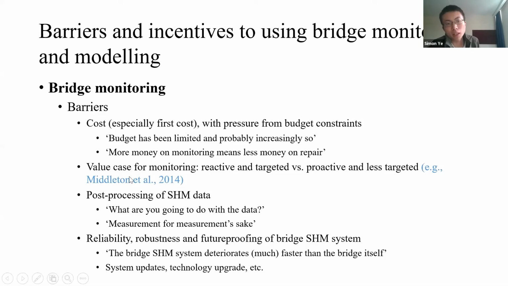The next one is the value case for monitoring. There are two types of monitoring we're looking at. The first one is reactive and targeted monitoring. The second one is proactive and less targeted monitoring.